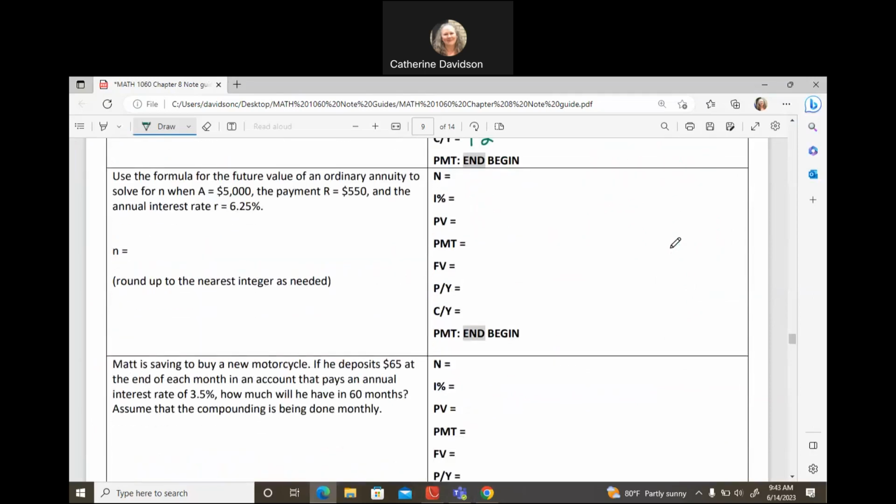Use the formula for future value of an ordinary annuity to solve for N. So we know we're going to look for N. A is equal to 5,000, so A is your future value. Payment is $550. The interest rate is 6.25%. Present value would be 0. This one doesn't tell you how often it's being compounded, so you're going to have to assume annually. So that's going to be 1.